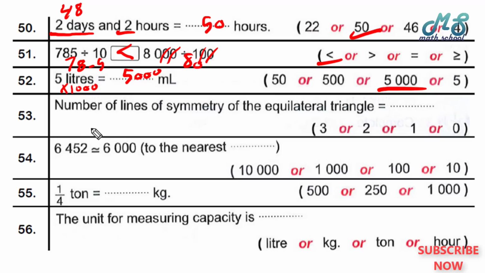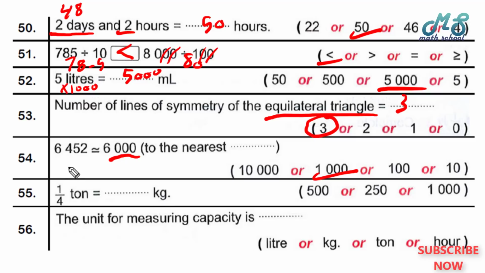Number 53, number of lines of symmetry of the equilateral triangle. We all know the equilateral triangle has 3. So your answer will be 3. Number 54, he gives me a number and says to the nearest what? Mr., we have triple zeros. So it will be to the nearest 1000. Very easy.